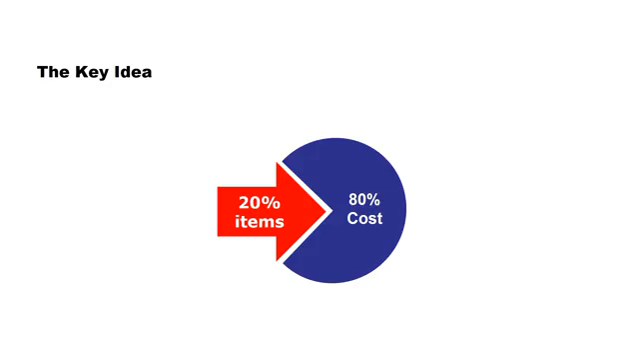The key idea lying behind the ABC analysis is the 80-20 rule. That is, we like to focus on the critical items, often a small percentage of the total, say 20%, that drives the majority of the cost, say 80%.